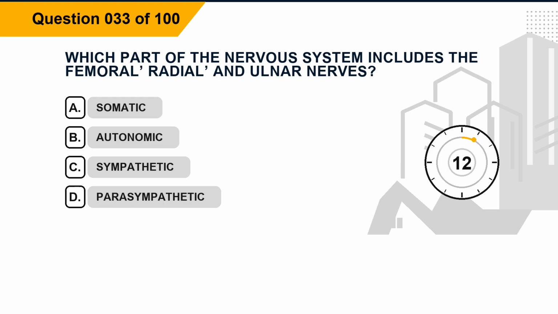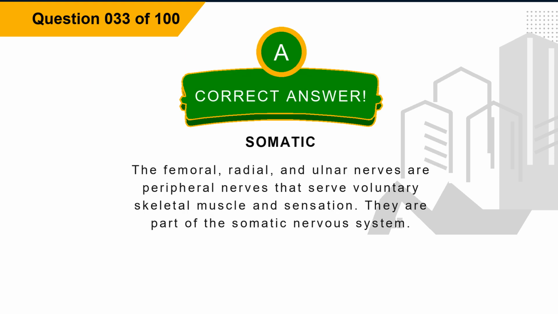Question 33. Which part of the nervous system includes the femoral, radial, and ulnar nerves? Option A, somatic. Option B, autonomic. Option C, sympathetic. Option D, parasympathetic. The correct answer is option A, somatic.